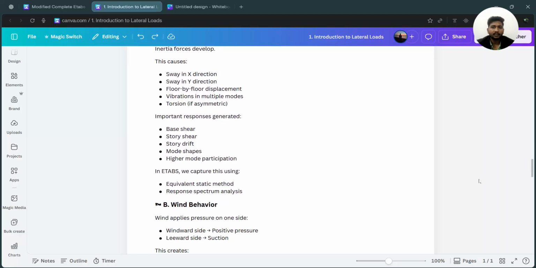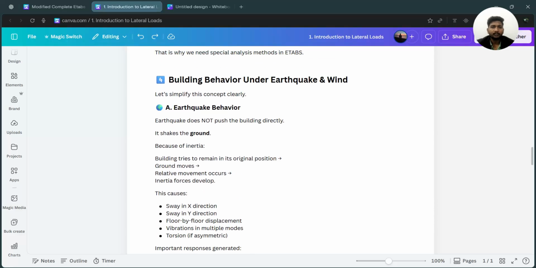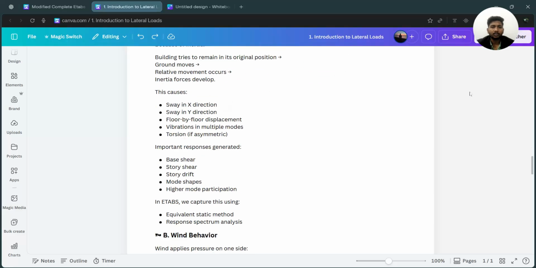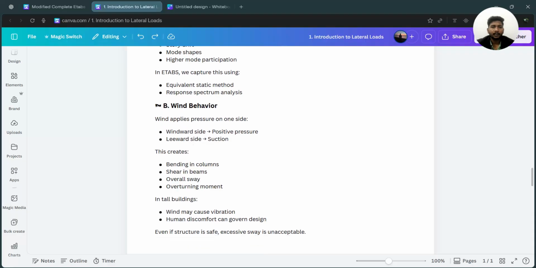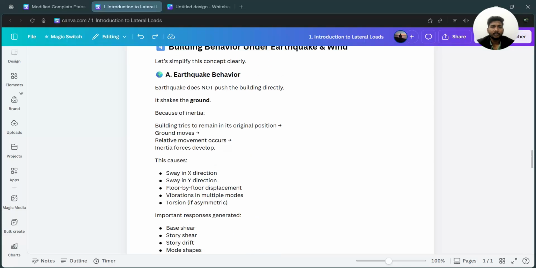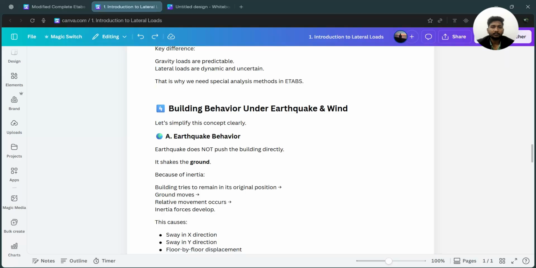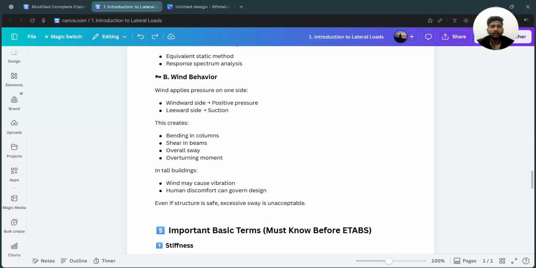So I am just taking here the theory part of the basic part, so you should know how the behavior of the earthquake and the wind occurs. Okay, don't worry if you are not getting any part. Then the wind behavior, we will now see how the building behaves under the wind.